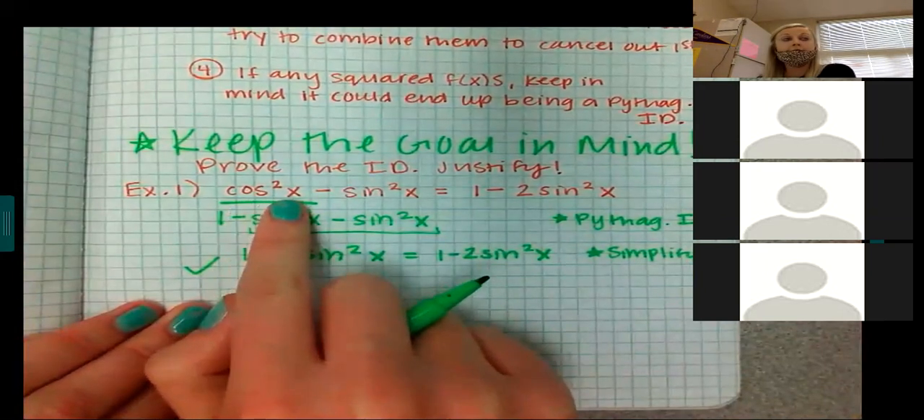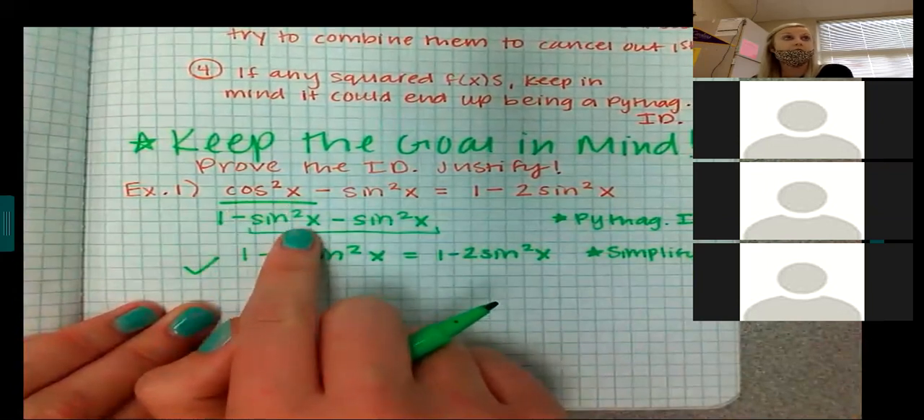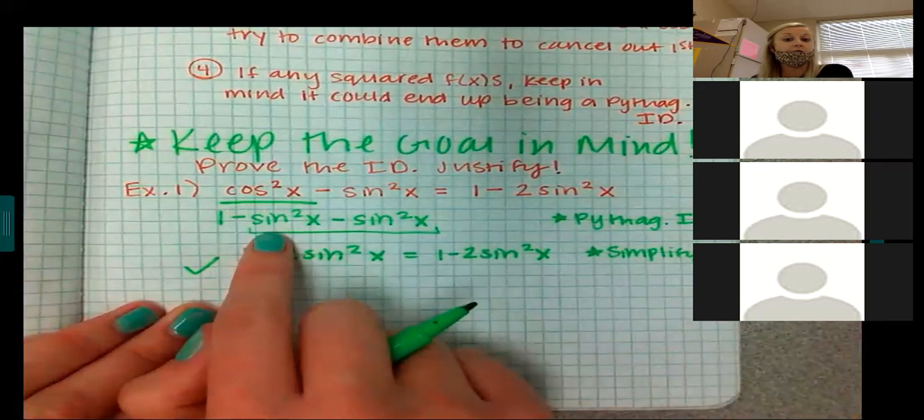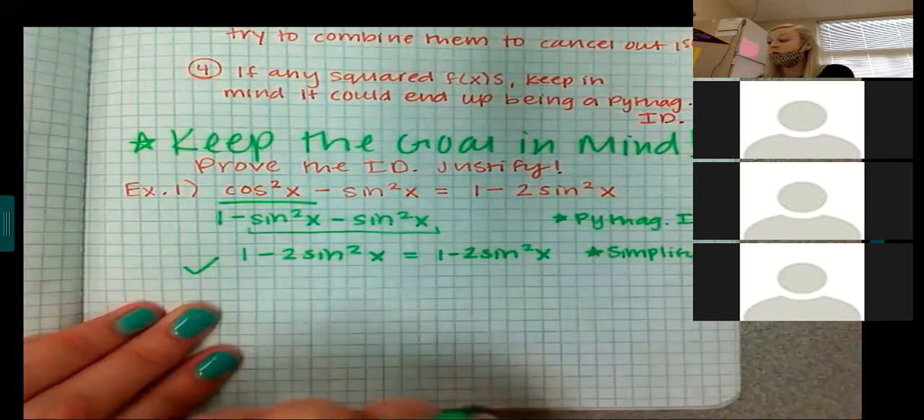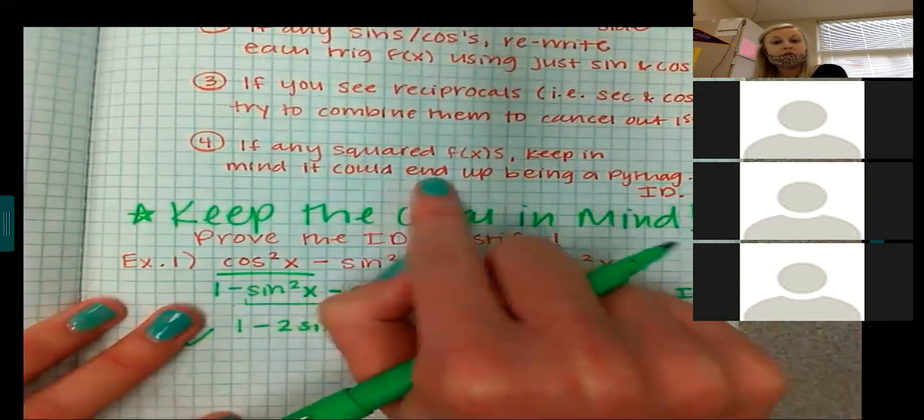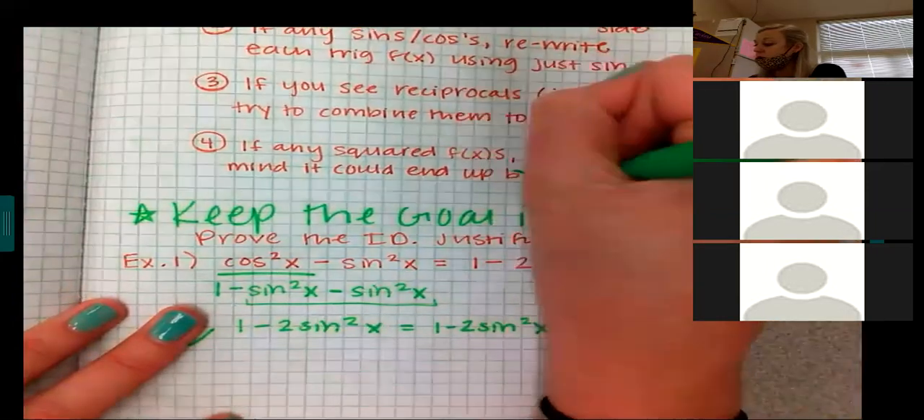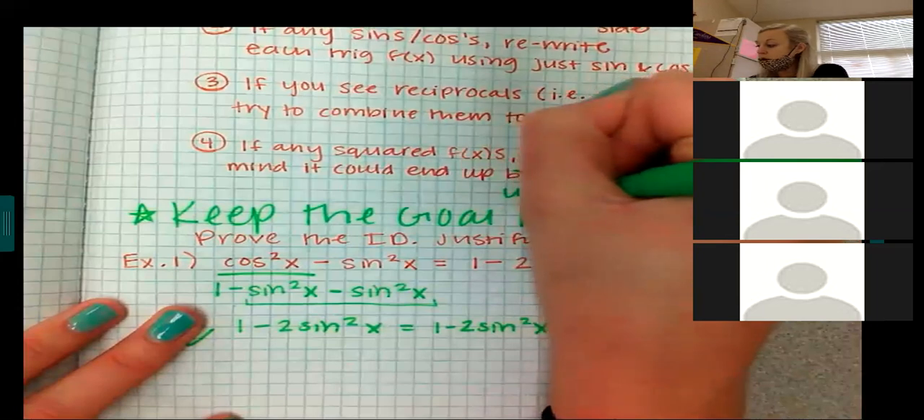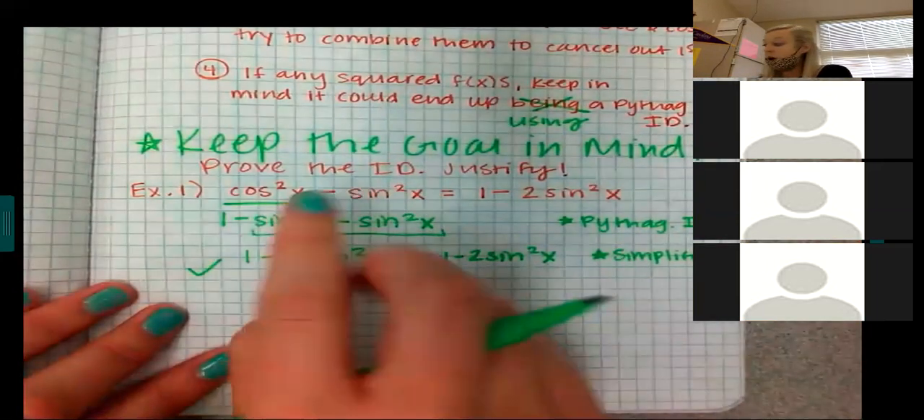sine squared x. Cosine squared x, one of your Pythagorean identities in the picture of the notes that you took, says that it equals 1 minus sine squared x. So I just rewrote it as this. Because on the right side, I saw there are only sines. Look at your tips. If any squared functions, keep in mind you could end up using a Pythagorean identity. Let me change this word to using before y'all just think the answer is going to be 1 for all of them. I saw 2 squareds.